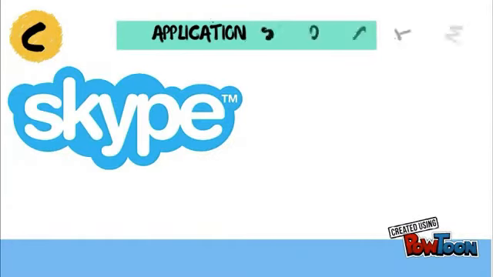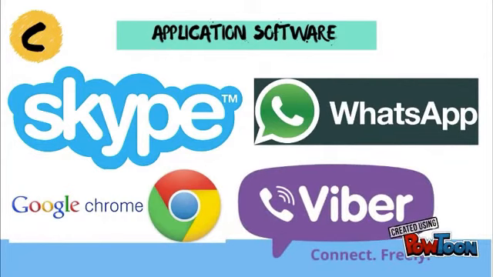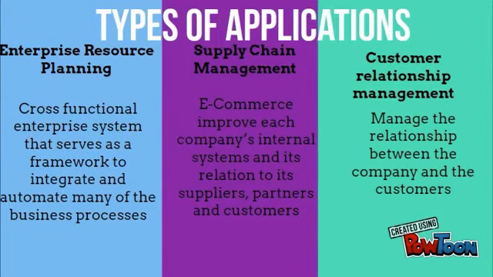Now, we'll talk about the third and the last subcomponent of software, which is application software. What is application software? It is a computer program which is designed to perform a group of coordinated functions, tasks, or activities for the benefit of the user. There are 3 types of application software. These are enterprise resource planning, supply chain management, and customer relationship management software.